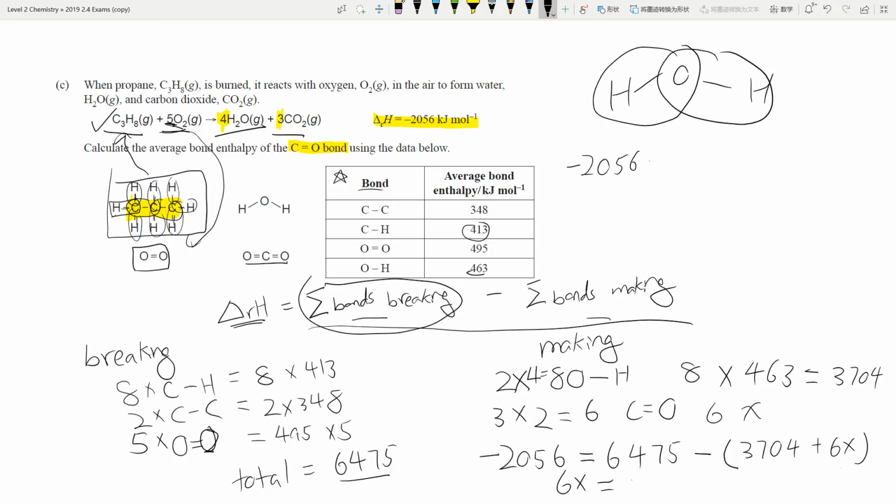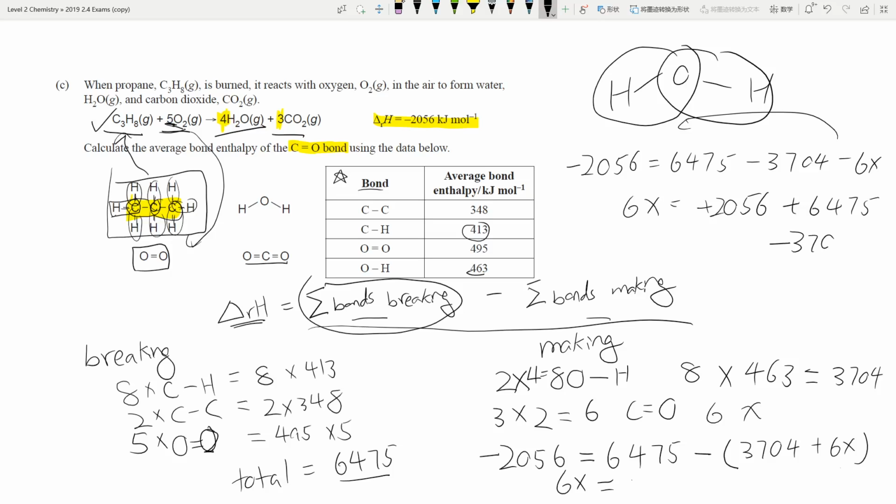Let's just rearrange it. Negative 2056 equals 6475 minus 3704 minus 6x. So that means I move this to the other side, or you can divide it by negative 1 on the other side. Make 6x the subject. So it'll be positive 2056 plus 6475 minus 3704. So 6x equals, if you put those together, 4827, and then x equals 4827 over 6. Then I wrote 25. Don't be like me in the exams, because I actually have seen this happen. So x equals 805. Make sure you put the unit, kilojoules per mole, because everything here is measured in kilojoules per mole.